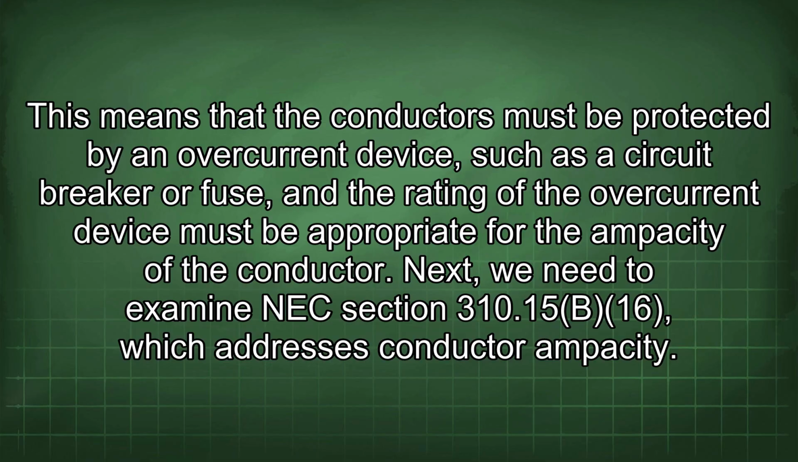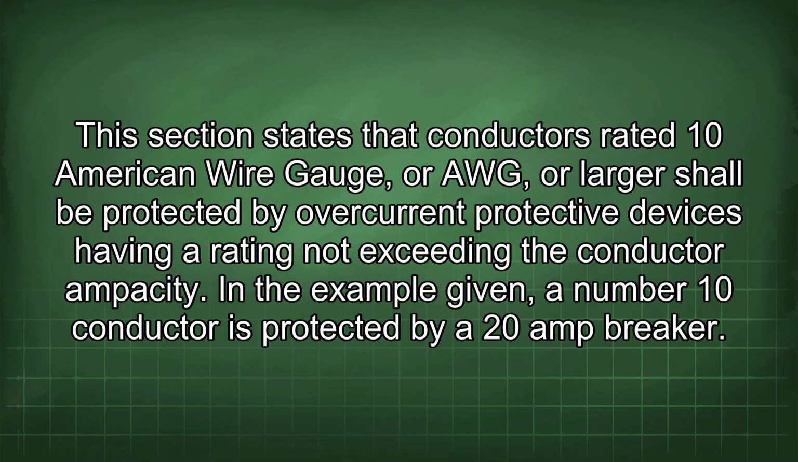Next, we need to examine NEC Section 310.15(B)(16), which addresses conductor ampacity. This section states that conductors rated 10 American wire gauge, or AWG, or larger shall be protected by overcurrent protective devices having a rating not exceeding the conductor ampacity. In the example given, a number 10 conductor is protected by a 20-amp breaker.